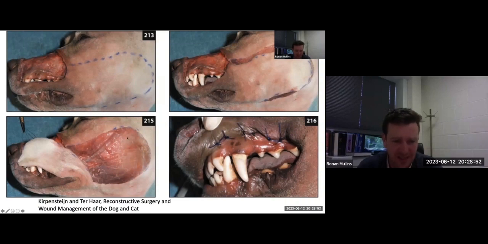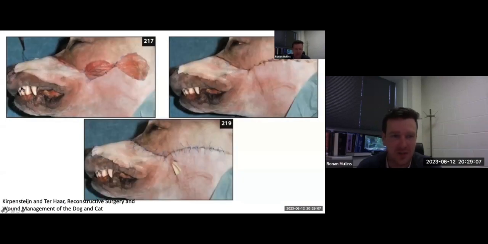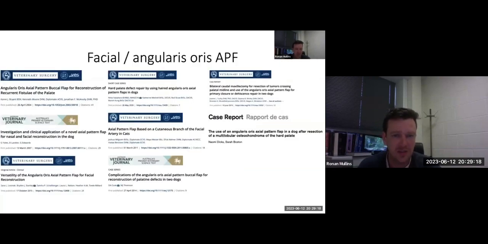We need to make sure we elevate the flap deep, as we said, to the platysma, and you will have some vasculature here. There's that deep facial vein that you need to make sure you don't injure, just from a point of view of bleeding. And then rotate the flap into position and close the donor site. So it's a really nice flap that you can use for either reflecting dorsally or reflecting ventrally for ventral chin lesions. There are quite a few papers describing the use of this flap.